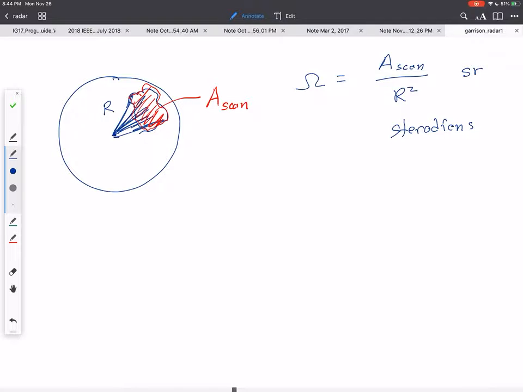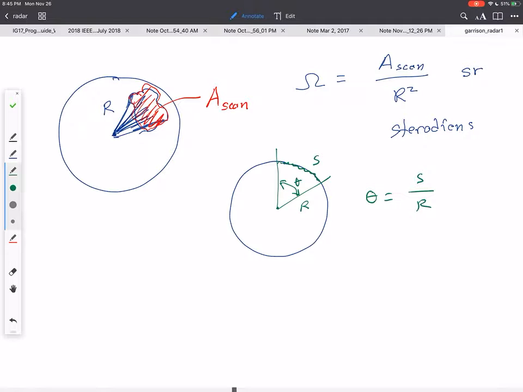Actually, I don't know if I gave this definition before. I'm talking like I gave this definition before, but I don't think I did. This is a two-dimensional analog to our definition of an angle that you should be more familiar with. If I have a circle and an arc length s on that circle that's subtended by this angle theta, theta in radians is s over r. So that's the analog.